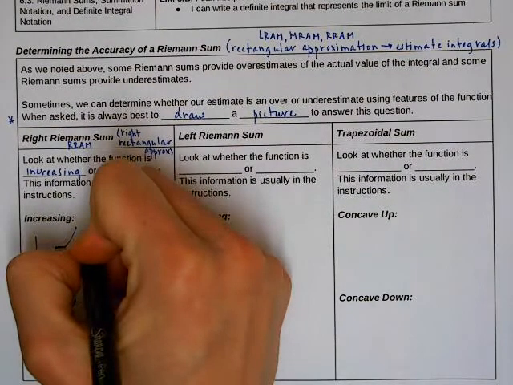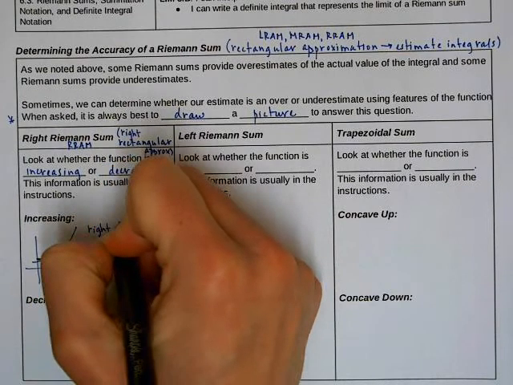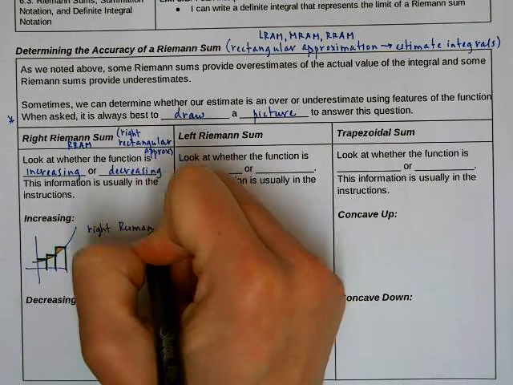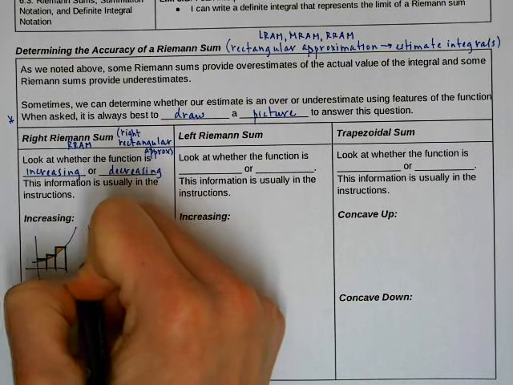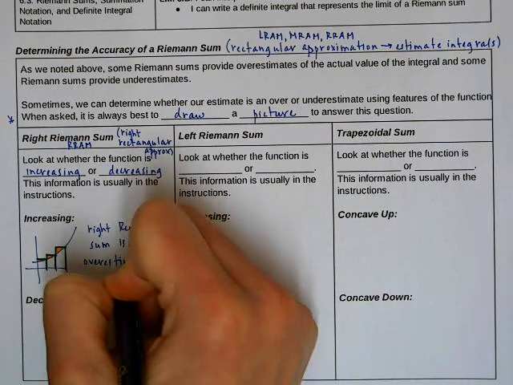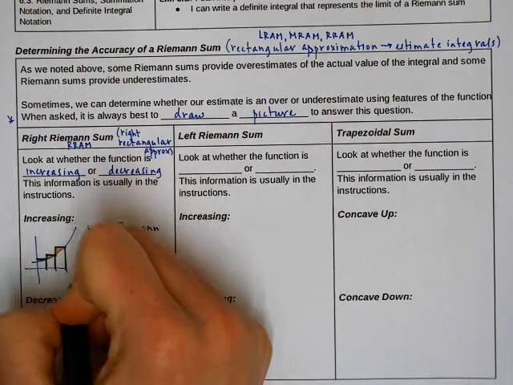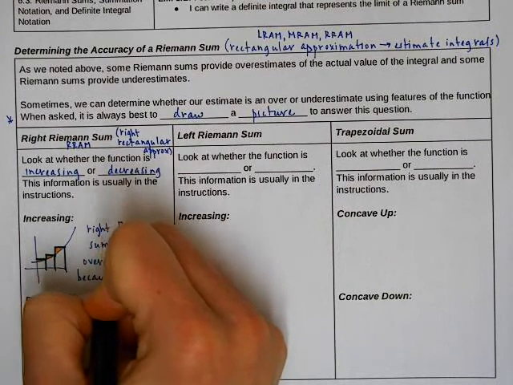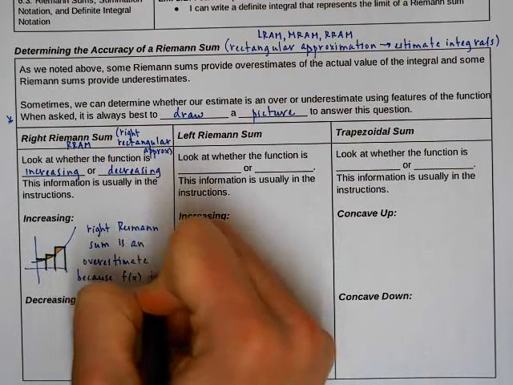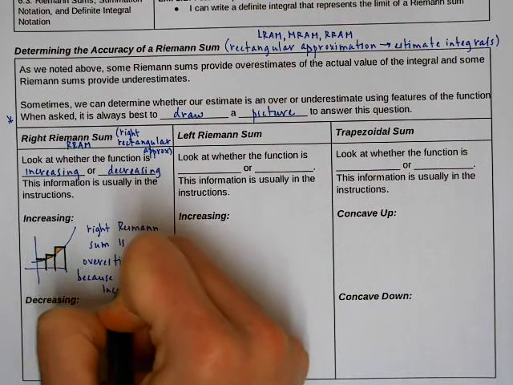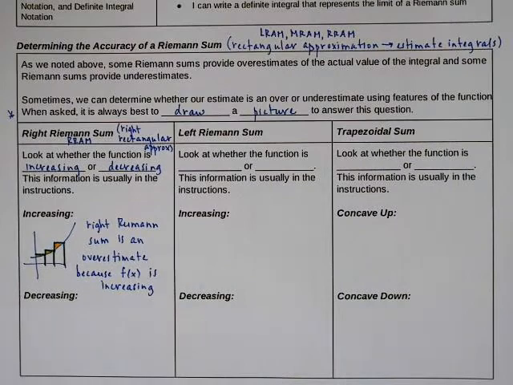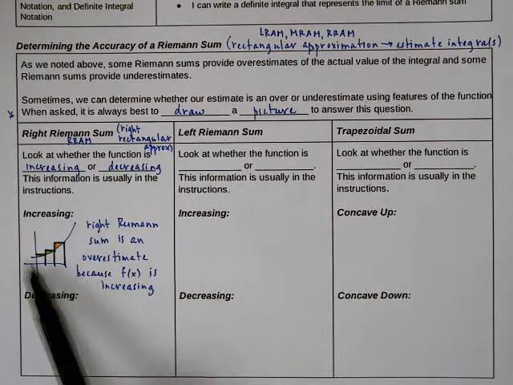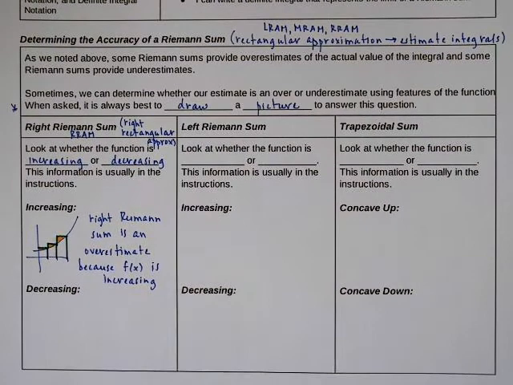Since I have pieces that lie above the curve, I know that this is an overestimate. So in this case, a right Riemann sum is an overestimate. And if we were asked to justify, we would say because our function is increasing. Now again, I'm not going to try to memorize that every time I'm using RRAM, if it's increasing, it's over. I'm just going to draw a picture to help me reason through that.